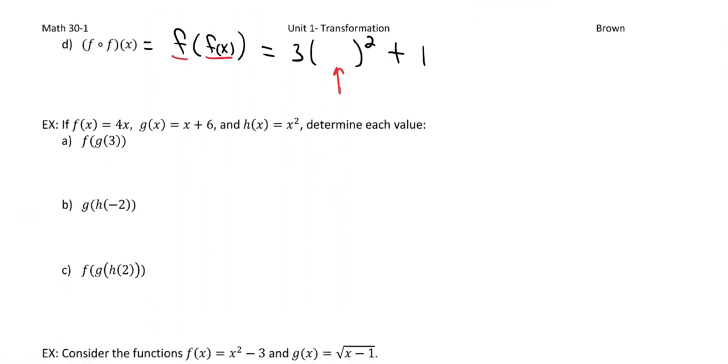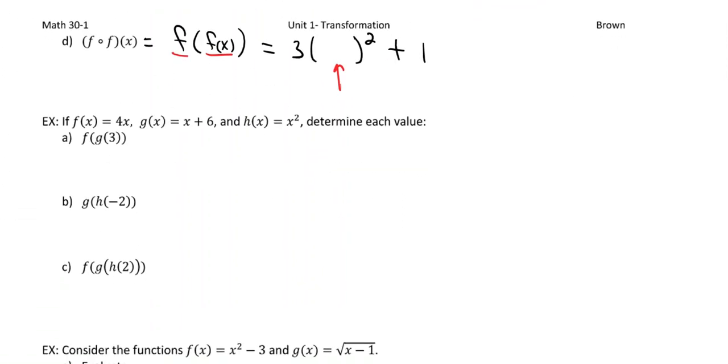All right, next ones. So it says, if f of x is equal to 4x and g of x is equal to x plus 6 and h of x is equal to x squared, determine each value. Okay. Sorry, h of x is x squared. Now what's different? The last time we had functions that we were putting into functions, right? Now they've actually given us some value for x. They've given us a number.